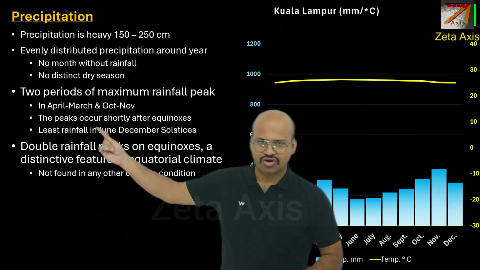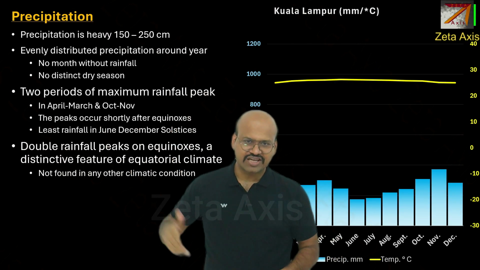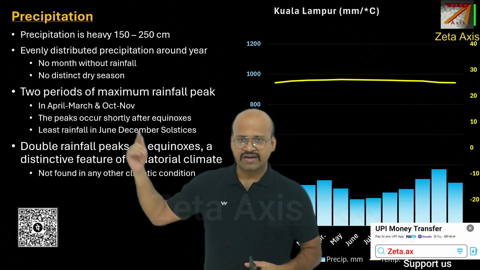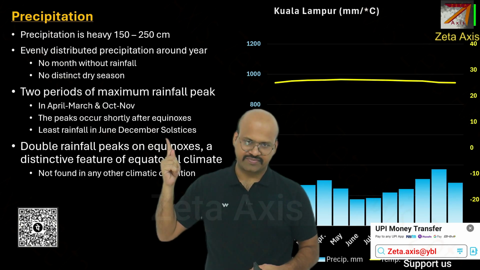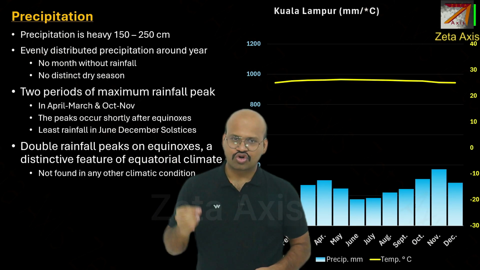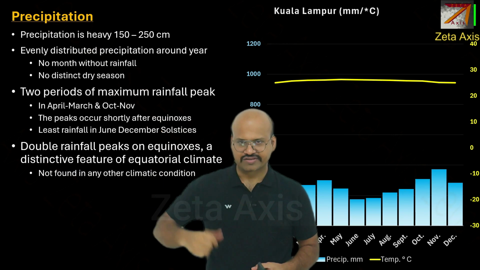The peaks occur shortly after equinox. Equinox is the time when the sun is over the equator, and least rainfall occurs in June and December. It is the solstice time. This is the time when the sun is over Tropic of Cancer or Tropic of Capricorn. We will see this later in this video.